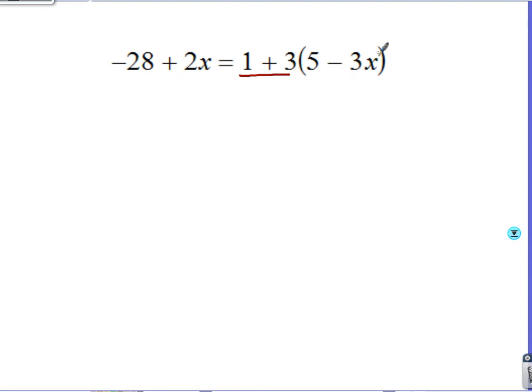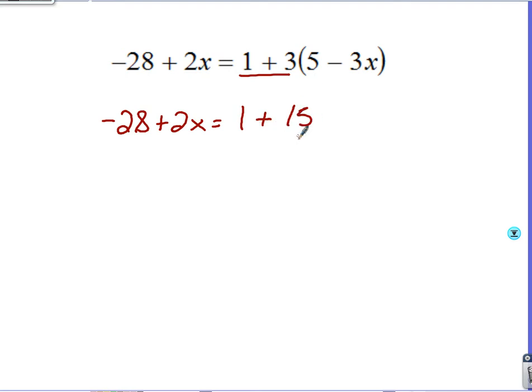So first step, you have to distribute. Go ahead and get rid of those parentheses first. Bring everything else straight down. Negative 28 plus 2x. 1. Carson, help me out. A positive 3 times 5. What is that? 15. So plus 15.